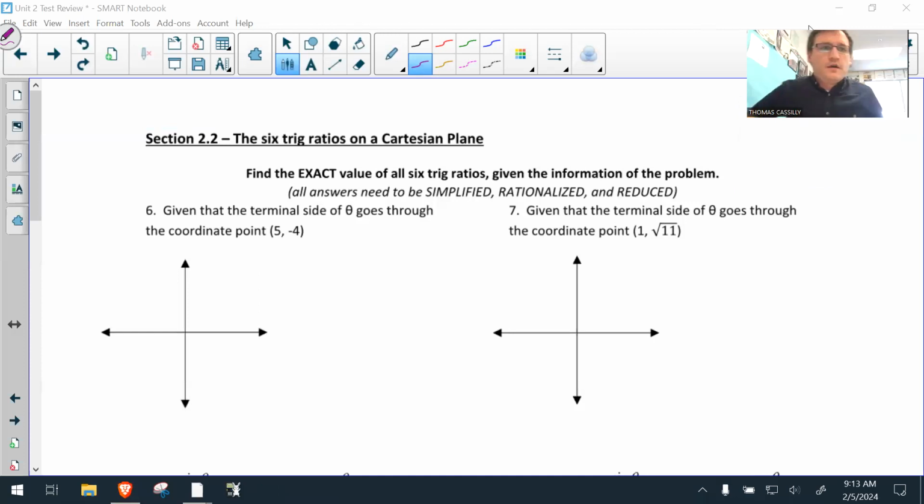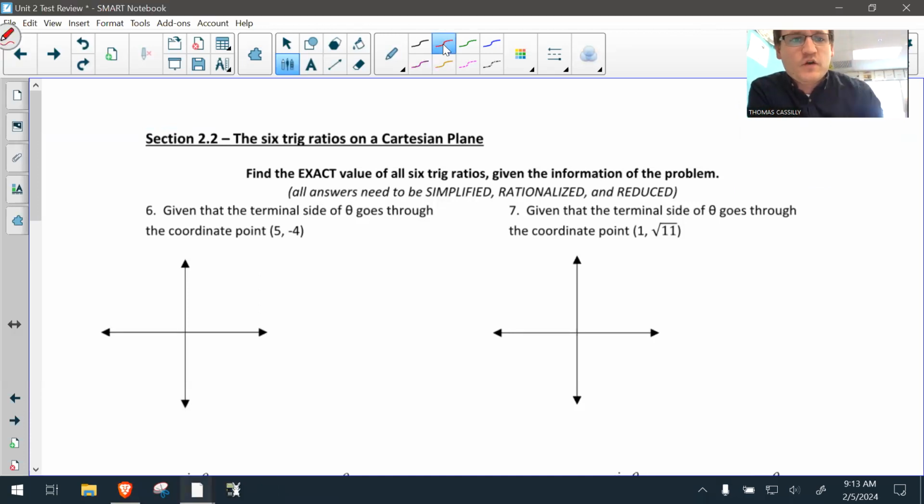Page 2 of the Unit 2 test review. So let's see here. This page covers section 2.2. All right, they want us to find the exact value. So exact, no decimals. All right. The value of all 6 trig functions given the information in the problem. All right. Now, they need to be simplified.